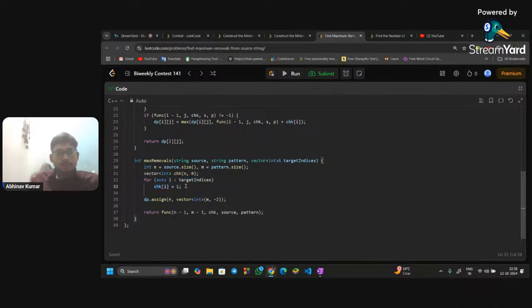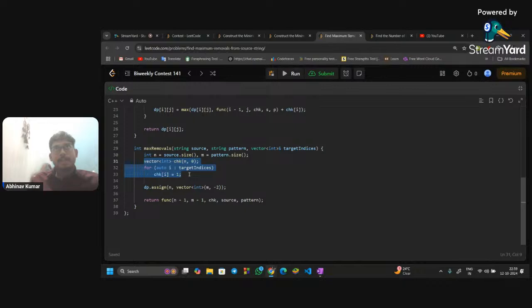So in my check array, check[i] would be 1 if i is present in the target indices, and it would be 0 if it is not present. Through this I'm making my check array that I would use to check whether I can remove this ith index or not. Now I'm taking a dp of n into m.